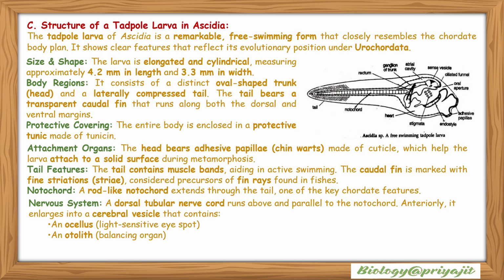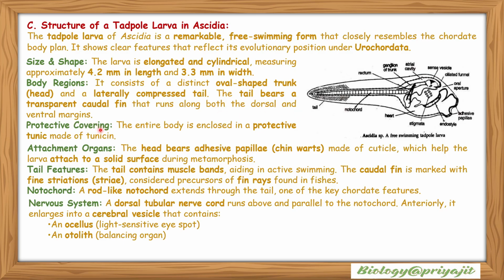Structure of a tadpole larva in Ascidia. This is the diagram of the free-swimming tadpole larva of Ascidia, which is a remarkable free-swimming form that closely resembles the chordate body plan. It shows clear features that reflect its evolutionary position under the Urochordata. Size and shape. The larva is elongated and cylindrical, measuring approximately 4.2 mm in length and 3.3 mm in width. Body region. It consists of a distinct oval-shaped trunk or head and a laterally compressed tail.